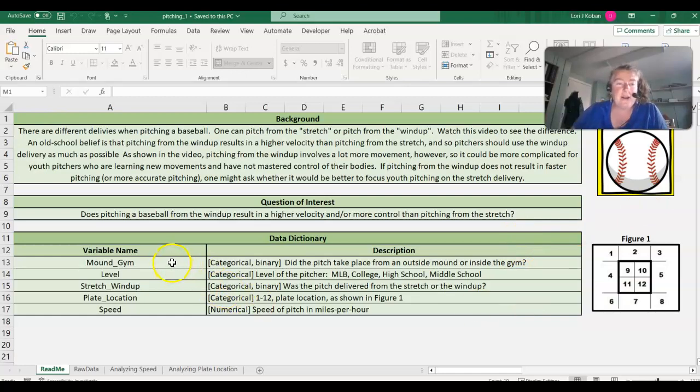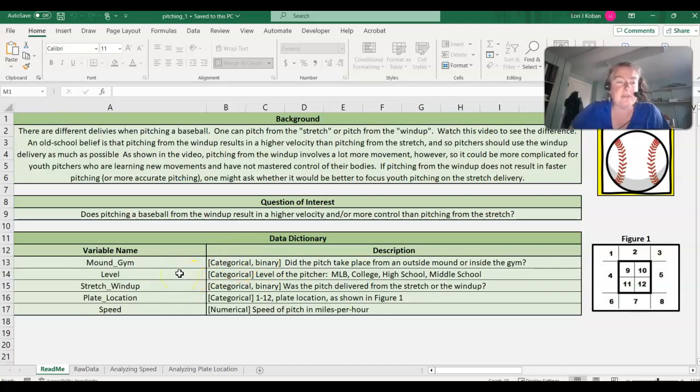Now we have different variables. So we have a variable called mound gym because some of our data was collected with the pitchers pitching from a mound and outside, and then some of them were pitching in the gym, not on a mound. And so the two options for this variable are that they pitched from the mound or they pitched in the gym. That's called categorical because there are two categories. And in fact, since there are two, it's called binary. So we have a binary categorical variable.